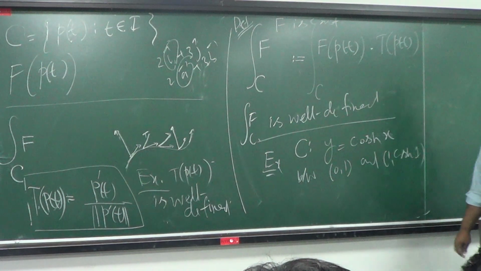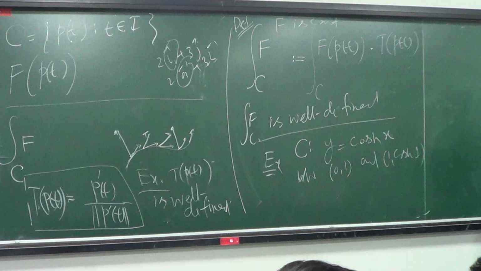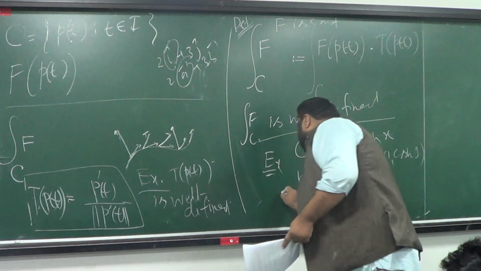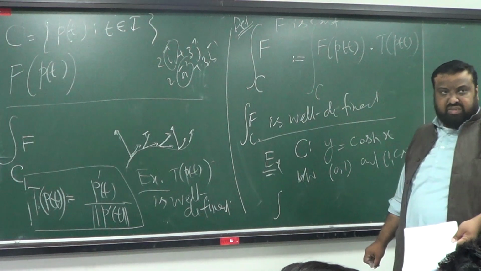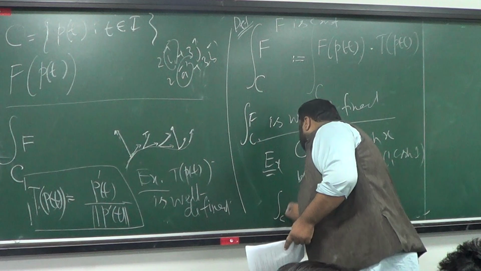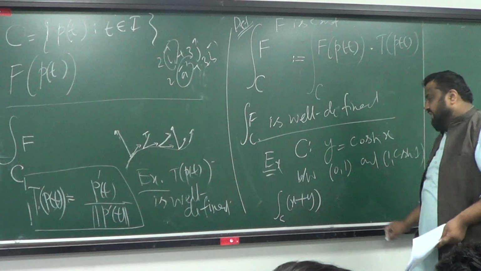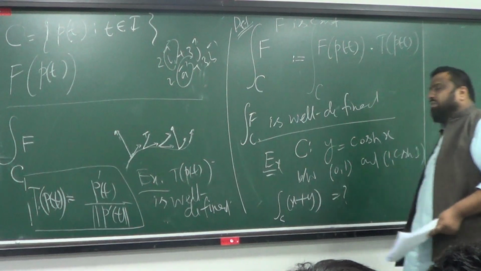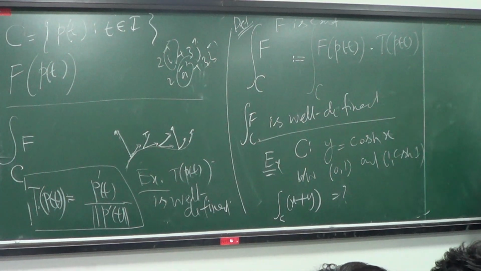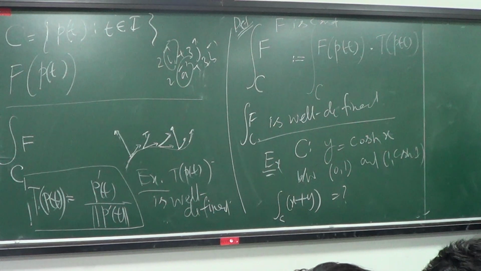Now it's a cleverly written curve. It's written in rectangular form, but if you have been given rectangular form, you can write its parametric form very easily. It's not a difficult thing. And the field that we need to integrate is x plus y. So that's what I have to integrate. Imagine I have a field defined as x plus y, and I would like to integrate it.